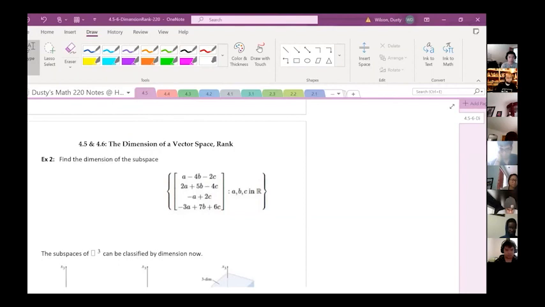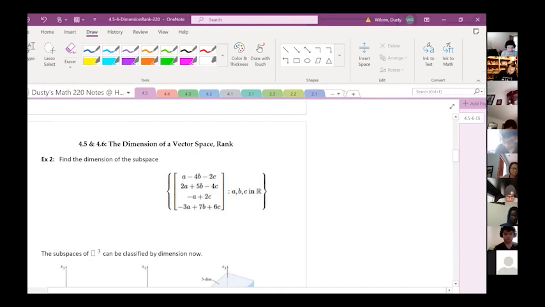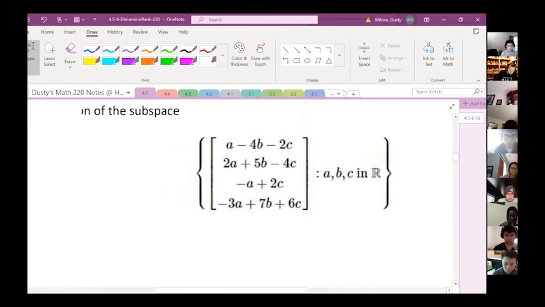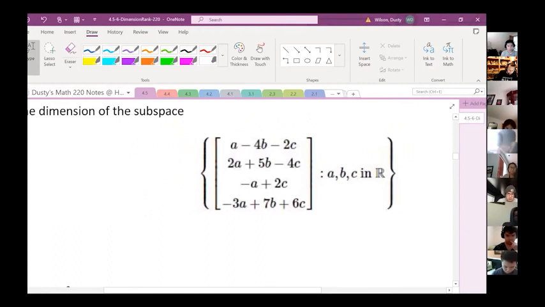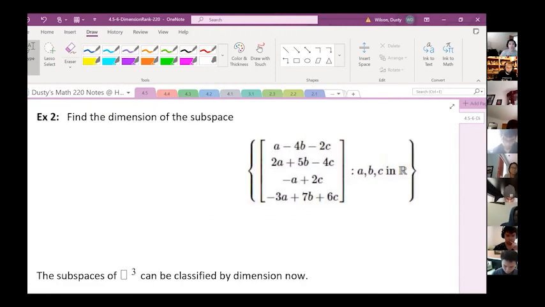All right, let's continue in sections 4.5 and 4.6, talking about the dimension of a vector space and the rank. I'd like to start by doing an example where we find the dimension of a subspace. Our subspace is described as the set of all vectors of this given form where A, B, and C are in R. So this is our space H right here. We can rewrite H in a more familiar manner.